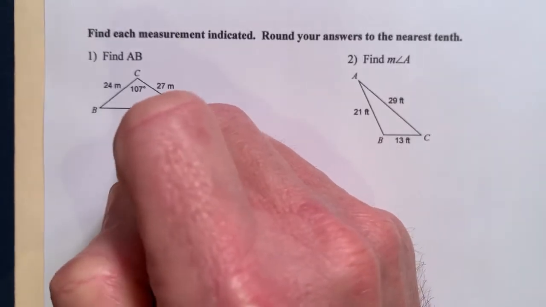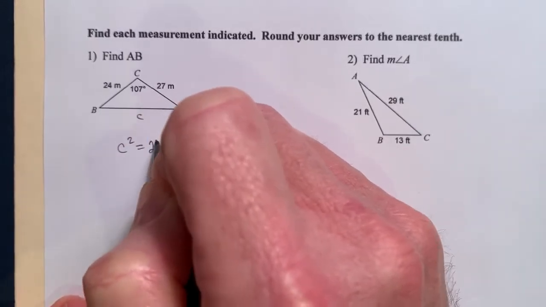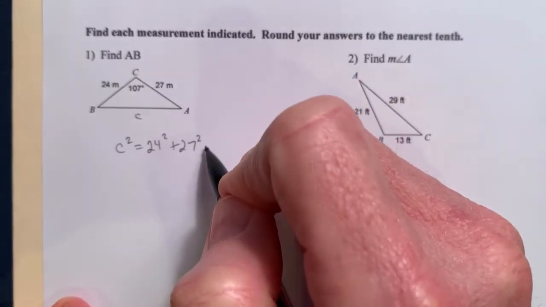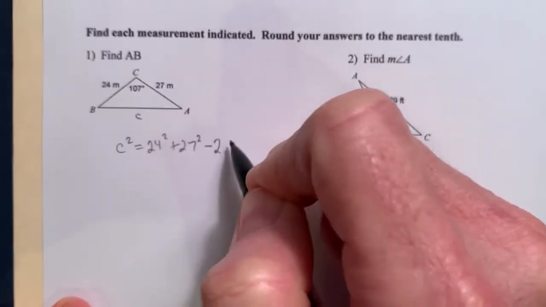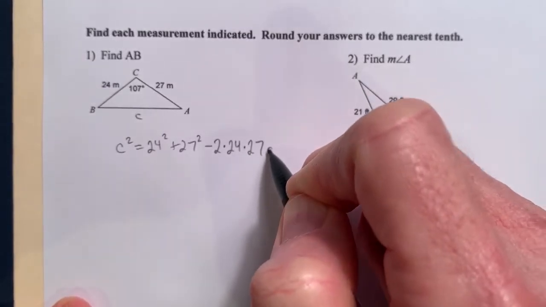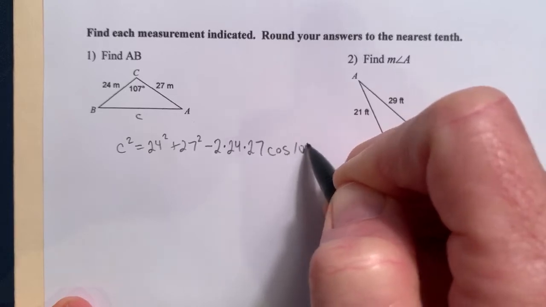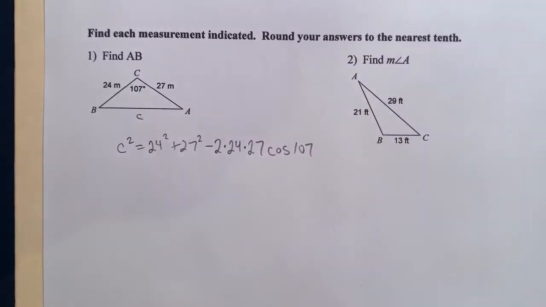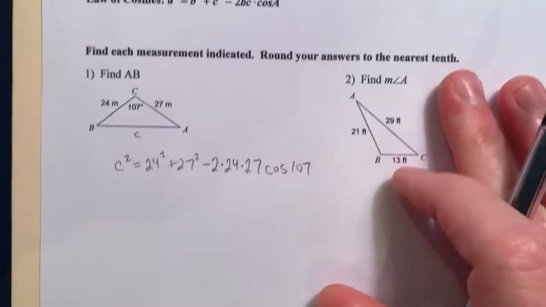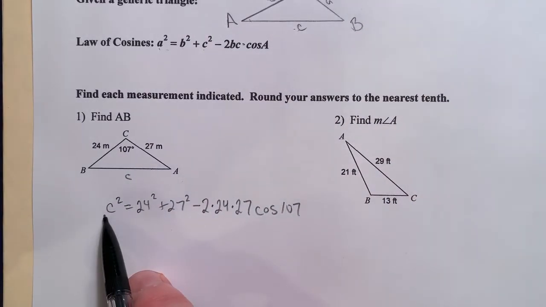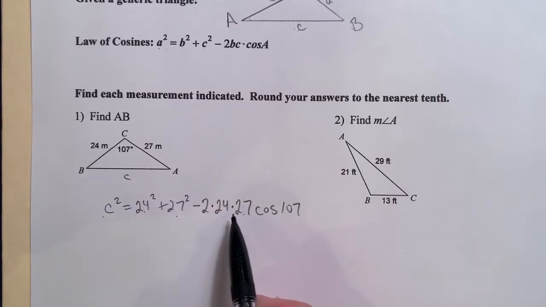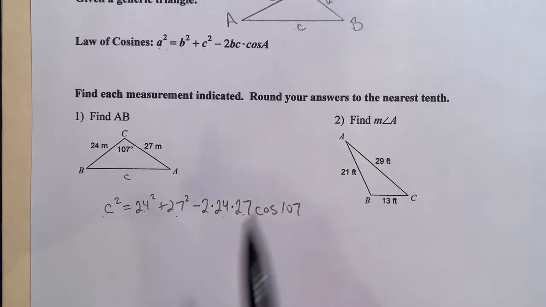I'm going to go c squared equals 24 squared plus 27 squared minus 2 times 24 times 27 times the cosine of 107. So all I did was use that formula and plug that information in. This is my unknown. I knew these two sides, and I applied those in this part of the formula.